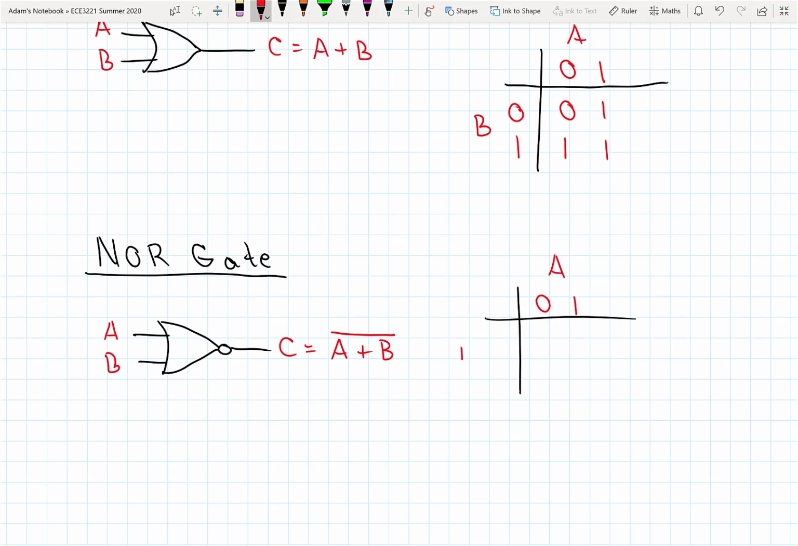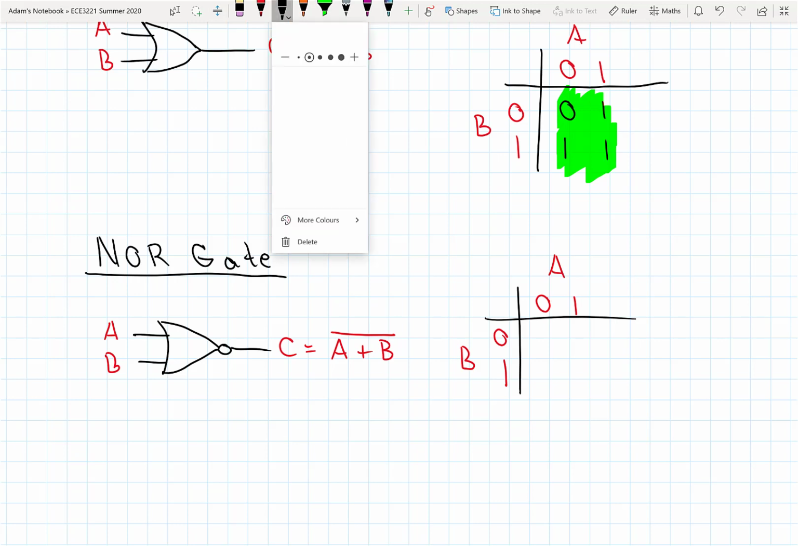Again, I find it simplest just to think about what the output of an OR gate is and then just invert that. So here, highlighted in green, we see the output of the OR gate. The NOR gate would just be the inversion of that, right? So every signal inverted.